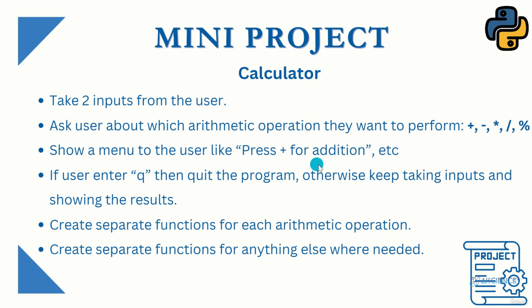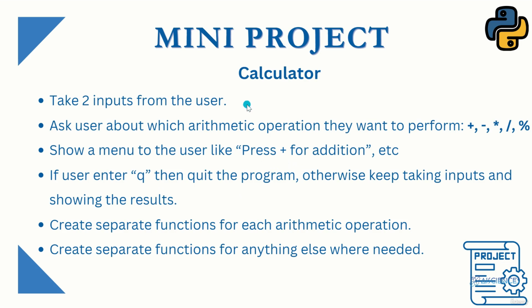For example, we'll say press plus for addition, minus for subtraction, asterisk for multiplication, and so on and so forth. Okay. And also we'll say press Q to quit, right? So if the user enters Q, then the program will be finished. But, for example, it will start with entering two numbers.